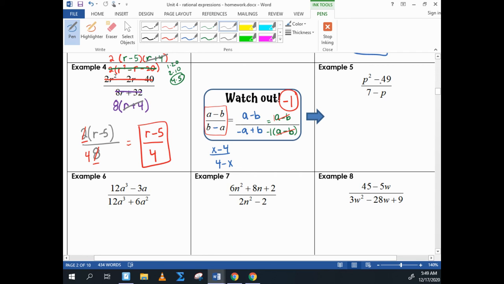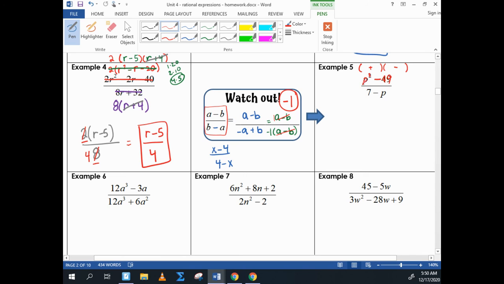This is my favorite type of polynomial to factor. It is called a difference, see the subtract, of squares. That means your first term is a square, that p is squared. This 49 is also a square. It is just 7 squared. When this happens, we can factor this as what we call conjugates. That just means we've got binomials that have different operations. This is a plus, this is a subtract.